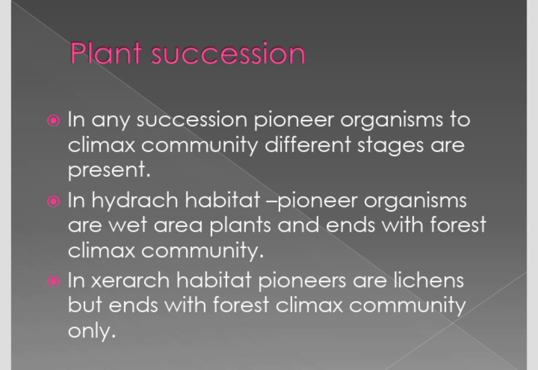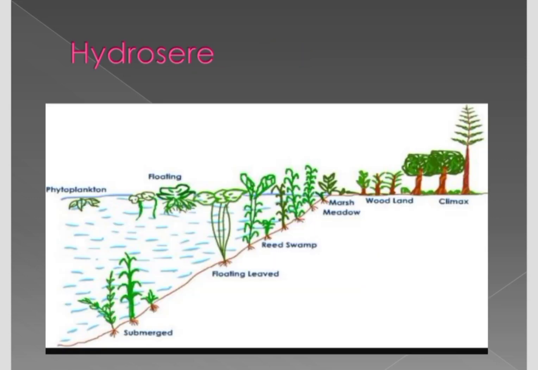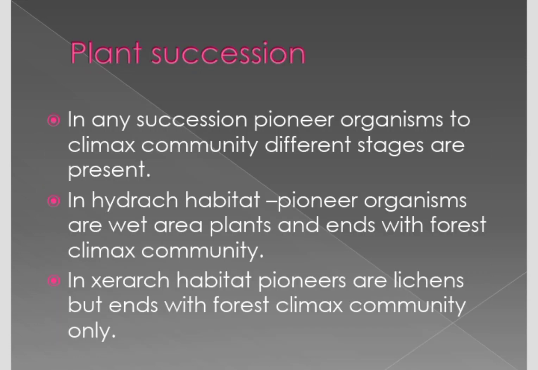Okay, fine. Now, in any succession, from the pioneer organisms, that is the first colonized organisms, to the climax community, there are different stages present. For example, in hydrarch, that is a water habitat, pioneer organisms are of course wet area plants, and it ends with the forest climax community. You can see phytoplanktons, floating plants, submerged plants, the woodland, and finally the climax. Climax community is always a forest community. Between these stages, a seral community is also present. So these changes take place in the succession.